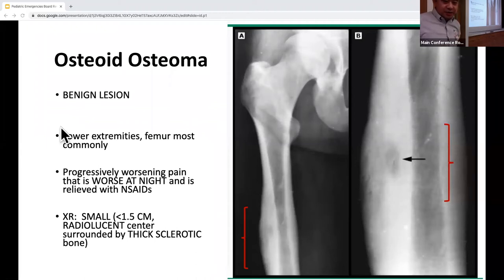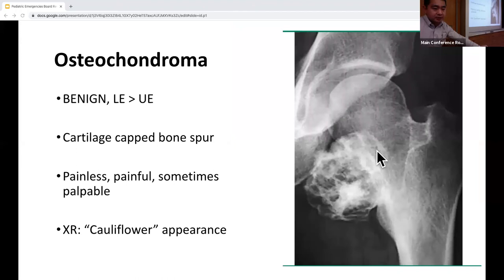All right. Osteoma, this is a benign lesion. You'll see this. Usually these are found incidentally, or sometimes if they grow big enough, they'll come in with bone pain, do an x-ray and find it. Usually in the lower extremities. This is usually pain that's worse at night or relieved with NSAIDs. And you'll see the radiolucent center surrounded by a thick sclerotic bone, which is right here. This is an osteoid osteoma. These are benign lesions. Sometimes you can remove them if they cause a lot of pain, but usually these aren't too serious.